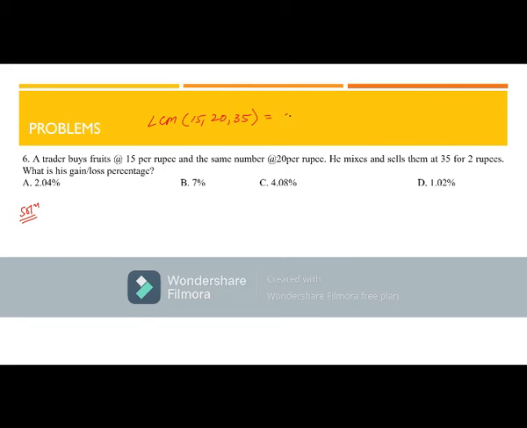So what comes as the LCM of 15, 20, and 35? We'll take it as 3, 5, 4, 7. So this is the LCM of 15, 20, 35, 3 into 5 into 4 into 7, that comes to 420. So 420 apples, let's suppose he had. So 15 per rupee. So what is the cost price for the first type? Cost price for the first type is 420 divided by 15. Now 420, if you divide by 15, you get the amount as 28 rupees.